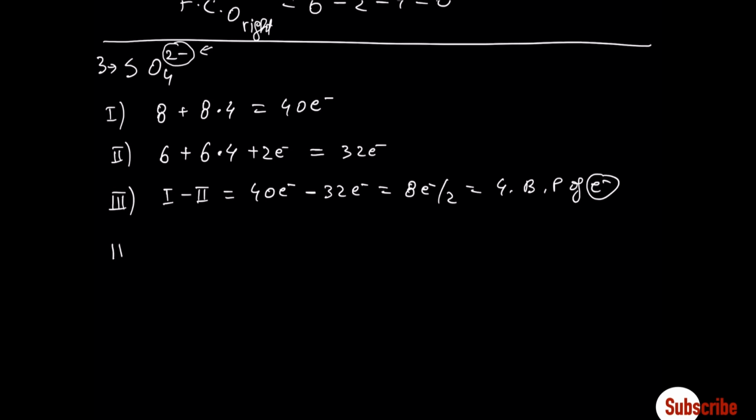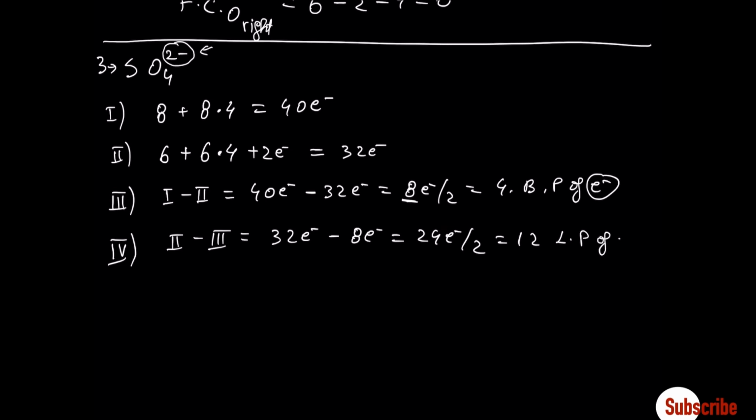Step 4, we have to find the lone pairs. Step 2 minus step 3: 32 electrons minus 8 electrons from step 3 that are shared electrons equals 24 electrons, divided by 2, we have 12 lone pairs of electrons.